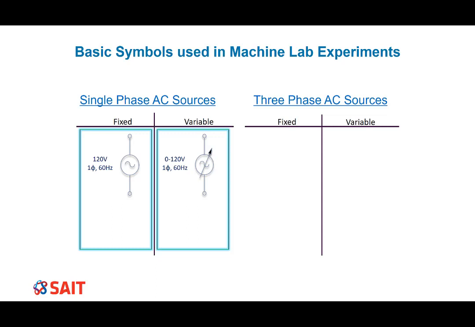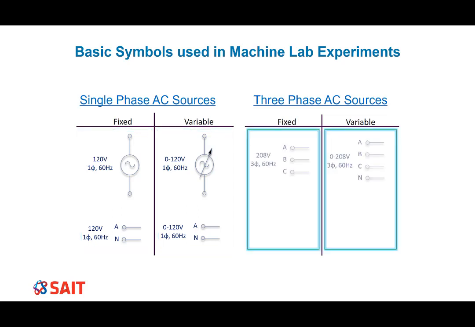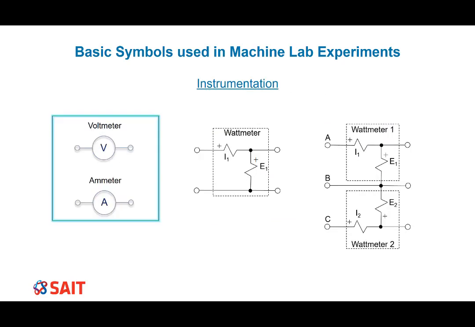Single-phase fixed and variable AC sources can be drawn using the schematic symbols or as terminals. Make sure to label the voltage as fixed or variable. The best way to draw fixed and variable three-phase sources is to draw terminals and label them with the appropriate phases and voltages. The fixed source is an example of a three-phase, three-wire supply, and the variable source is an example of a three-phase, four-wire supply.